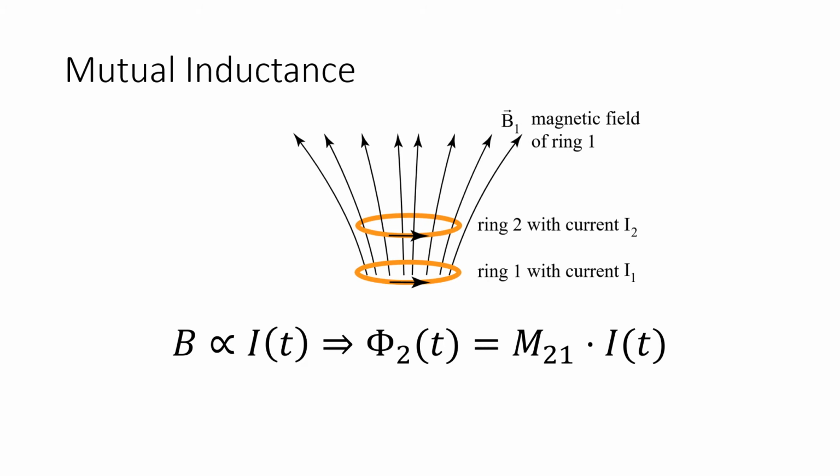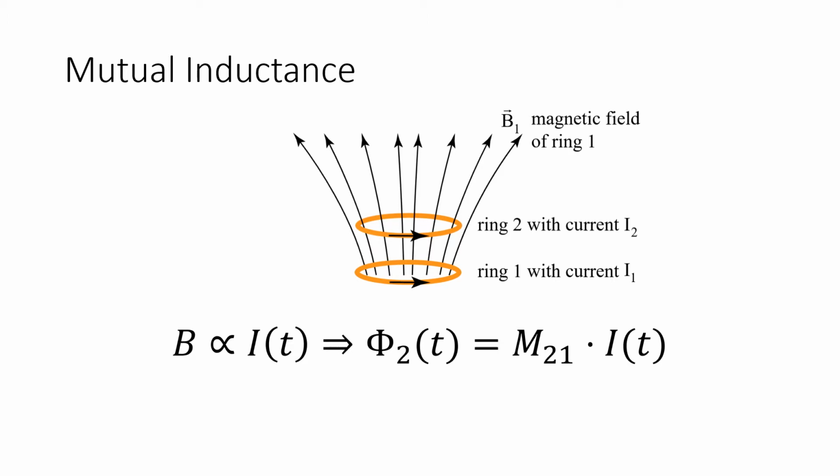So first is mutual inductance. This concept of mutual inductance is basically around this setup of two rings. If you have ring 1 and ring 2, each with their own current. Ring 1, with a current that can be dependent on time, produces a magnetic field that goes like the arrows point in the picture, that produces a magnetic flux through ring 2.